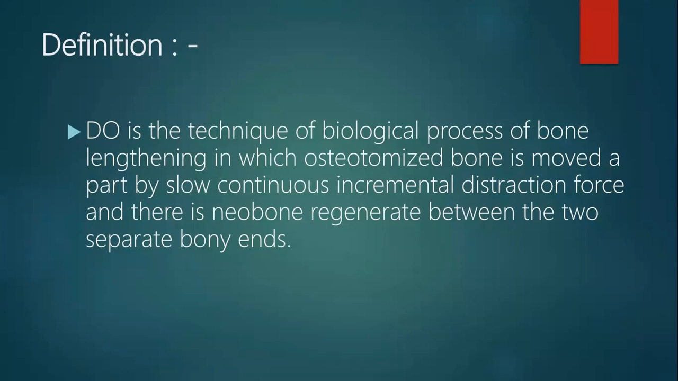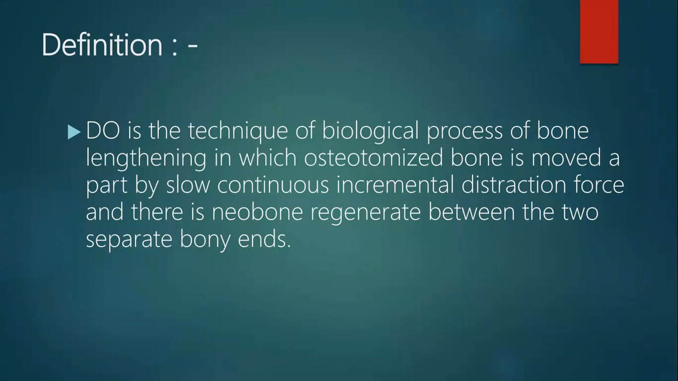So the definition: distraction osteogenesis is a technique, a biological process of bone lengthening, in which osteotomized bone is moved apart by slow, continuous, incremental distraction forces, and there is new bone generation between the two separated bony ends.